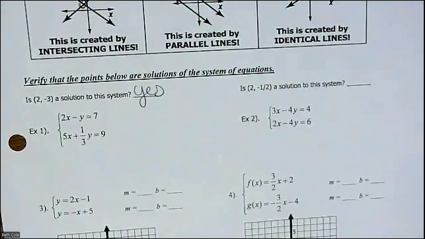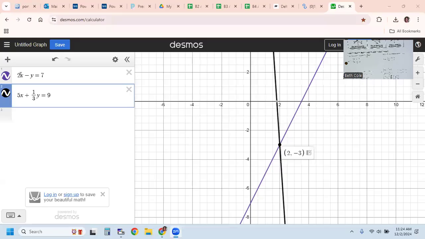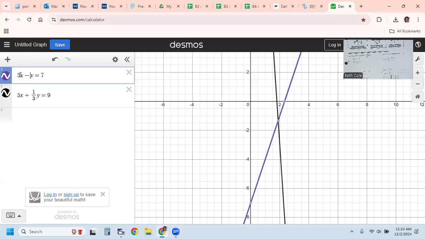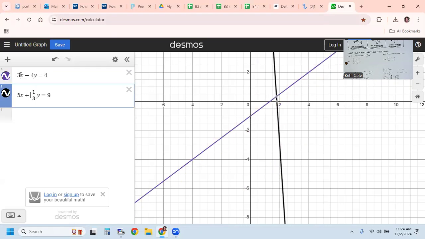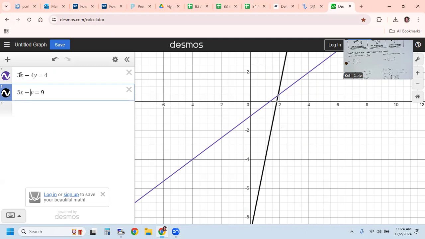All right, let me share again. We're going to try the next one. I'm just going to go and type that in. 3x minus 4y equals 4. And then, oops. I know it's not super fun to watch me type stuff, but what I need for you to do is verify I'm typing it correctly. Like if I mess up, you guys get to yell at me and be like, hey, Miss Cole, you messed it up. All right, minus 4y equals 6. The cool thing about this is the calculator does it for you. But if you type even one thing wrong, it's going to be wrong. So you got to be careful.